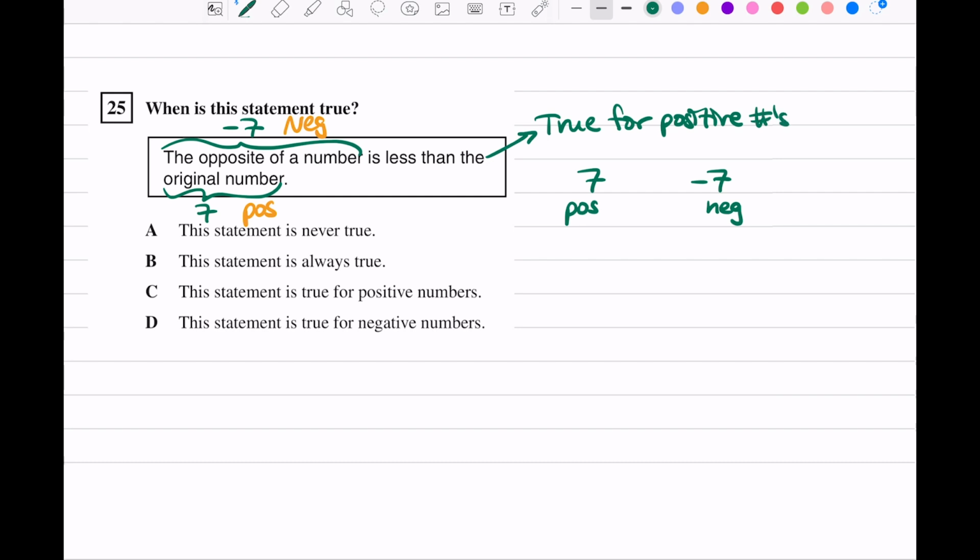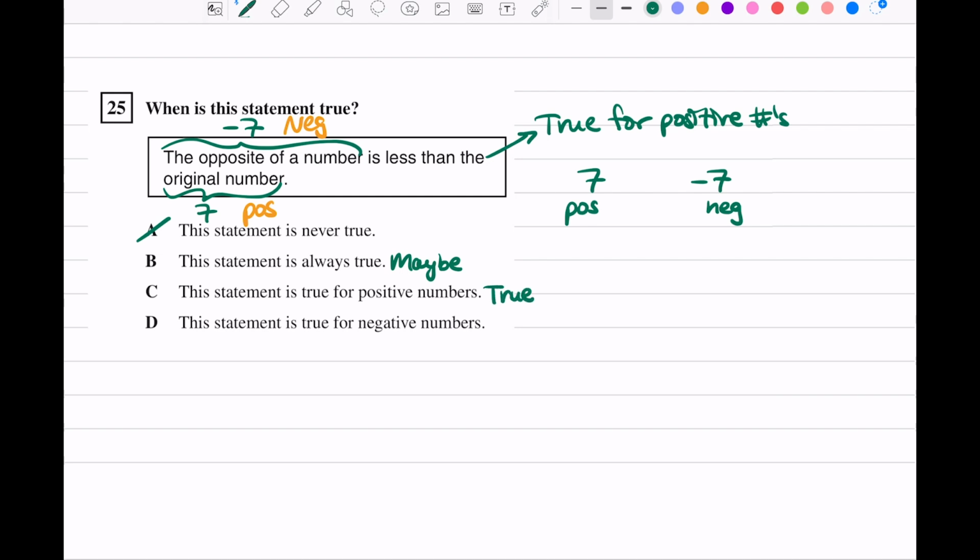Let's take a look at our options. Option A says this statement is never true. Well, we just gave a counterexample. We showed that it is true for positive numbers, and in particular, 7. Option B, this statement is always true. We don't know that for sure. We know it's true for positive numbers, but we're not sure about all numbers. So let's just say maybe. Might be true. Option C, this statement is true for positive numbers.